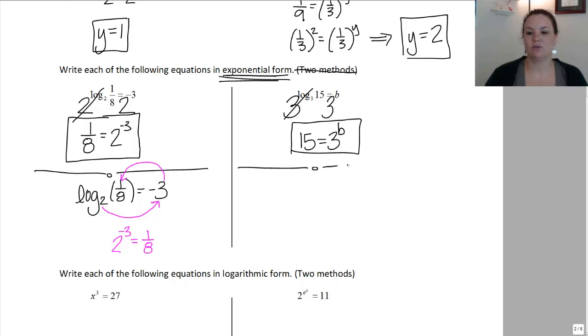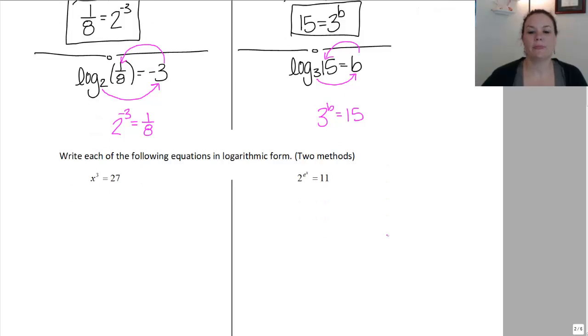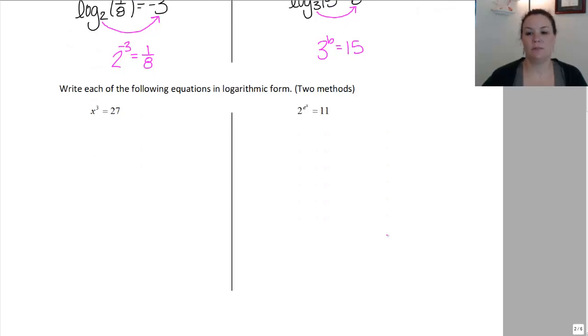I'll go ahead and show you the shortcut again in case you are a shortcut person. Okay, if it's written like this, you do the base raised to the equal side number gives you the inside number. So this means 3 to the b equals 15. Okay, so either way. All right, now what's a little bit trickier, here it says use both methods.